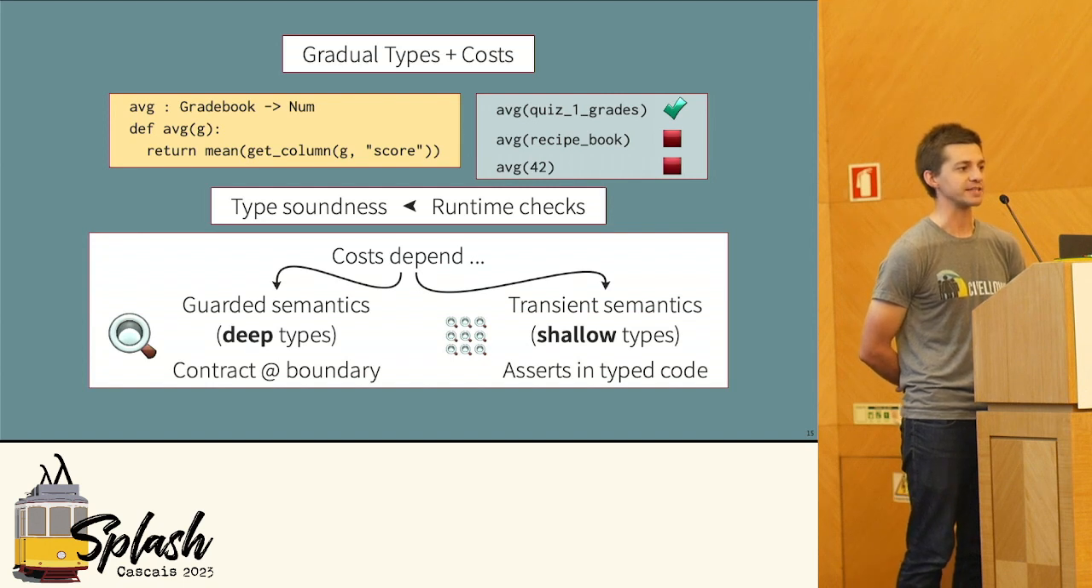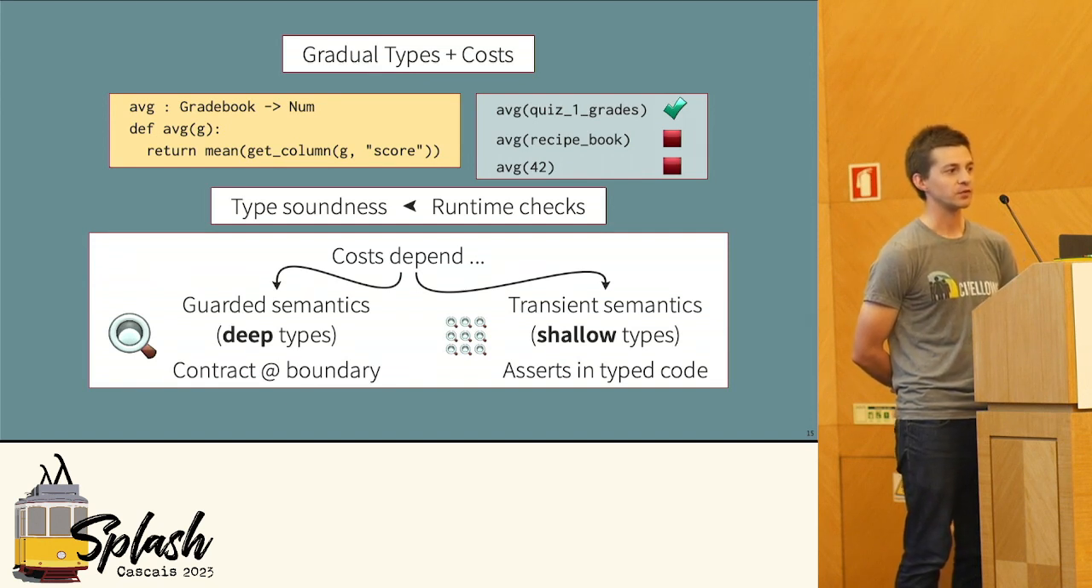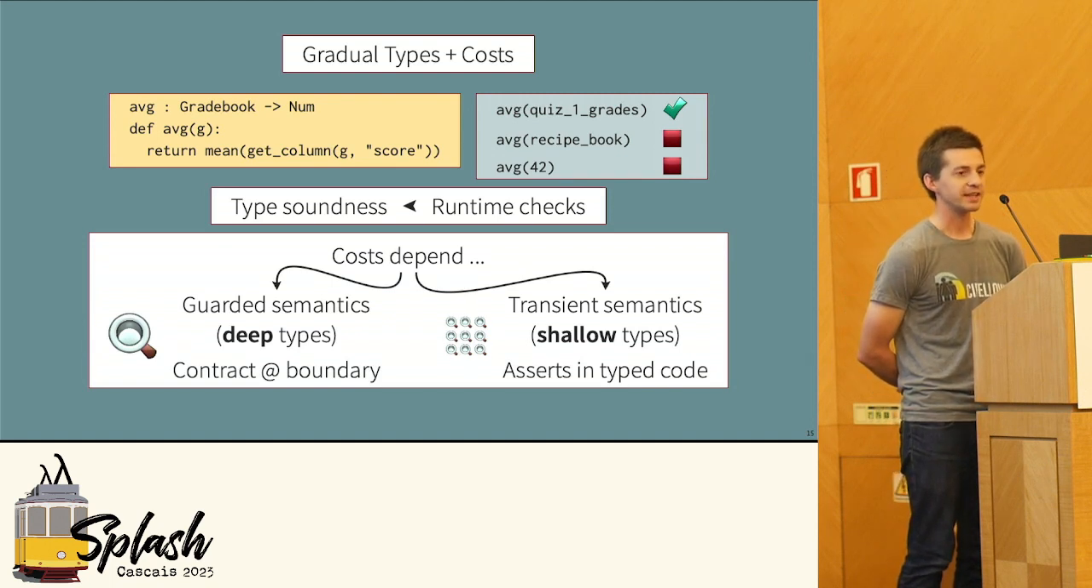Another way of working is the transient semantics. This gives us what I call shallow types, and shallow types are implemented by rewriting every line of typed code. So whenever typed code does some operation, we have a quick check, a quick assertion that makes sure that the shape of the data that we're getting matches the shape that we're expecting right now.